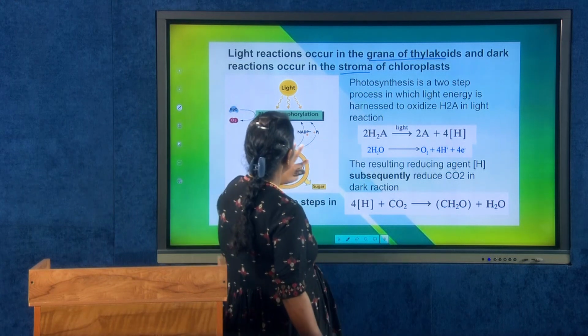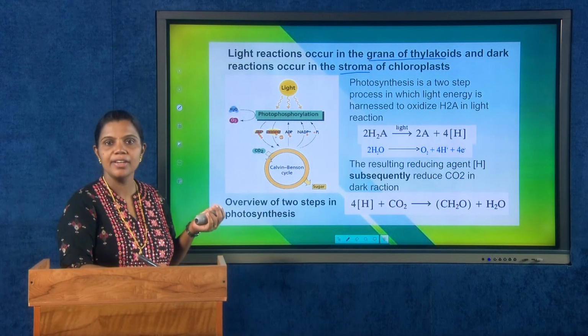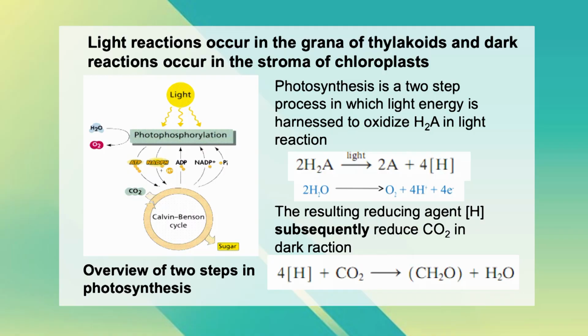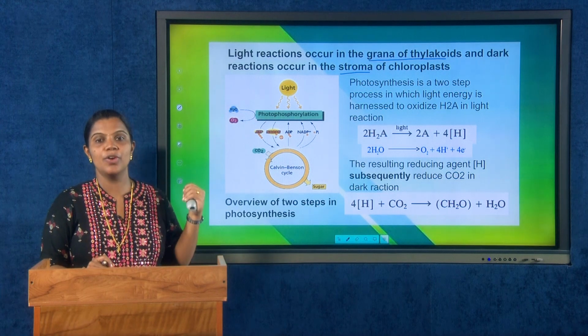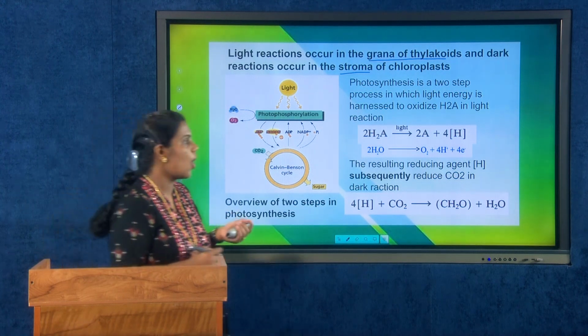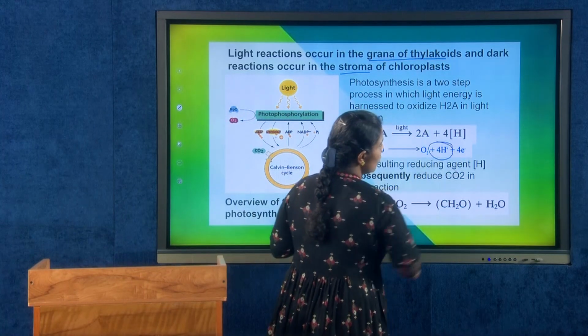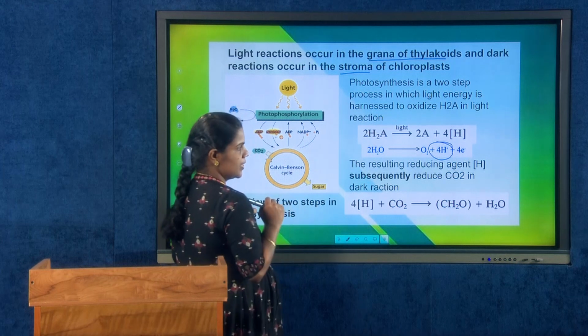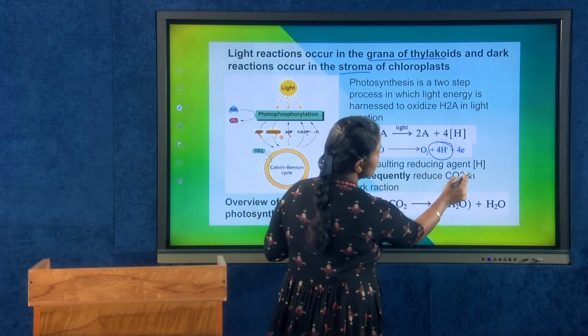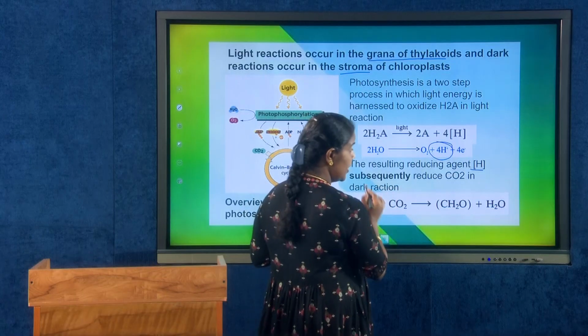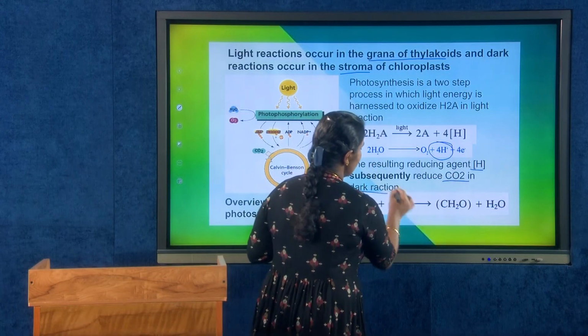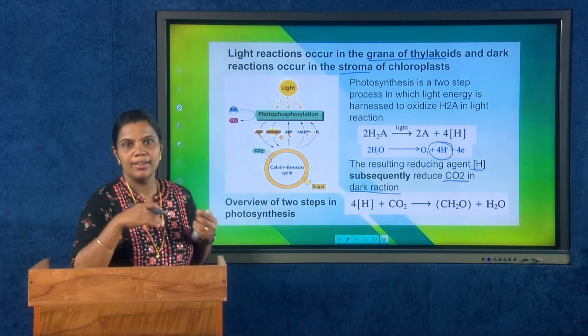Now, there is another process that is occurring in the light reaction. So, let us see what it is. Here the light energy that is harnessed in the light reaction phase is utilized to oxidize water. That is, water is split into oxygen and protons, giving 4 electrons. The resulting reducing agent, hydrogen or the proton, will reduce carbon dioxide in the dark reaction. So, what is happening?